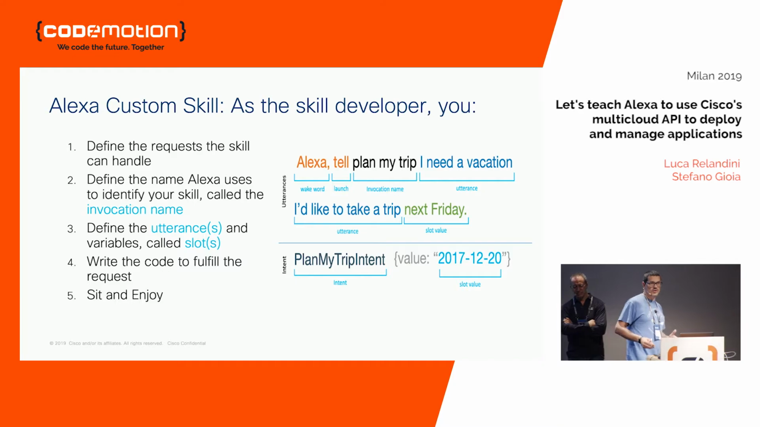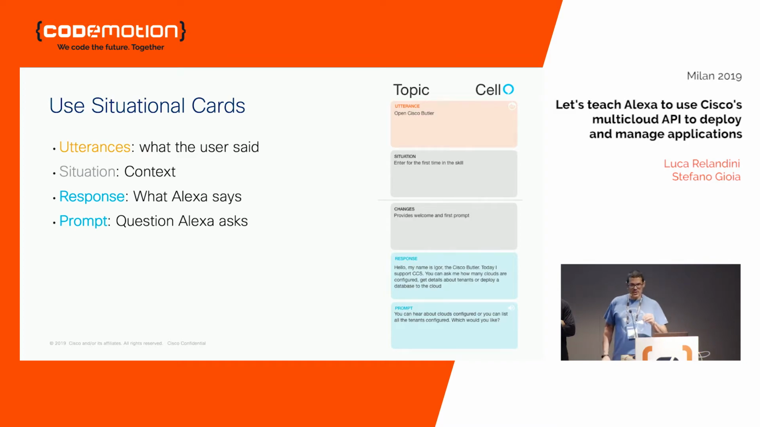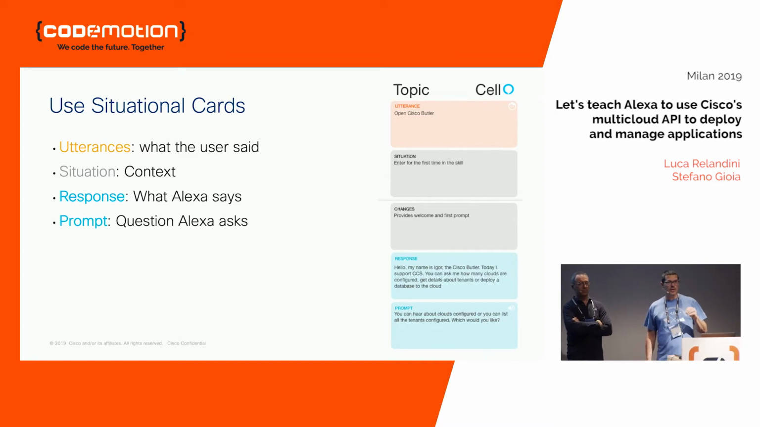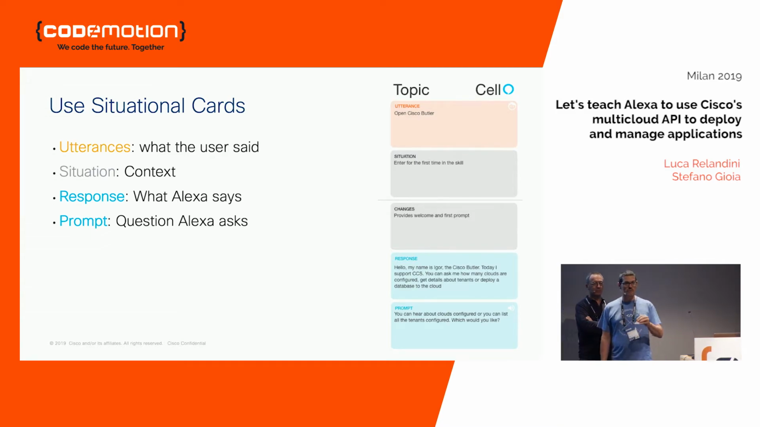All we have to do is write the backend code to interact with any other services that you want to use. But in this specific case, we are going to talk with Cisco products. The most important thing is to understand how we interact with Alexa, because most of the time, 99% of the time, we are going to interact with Alexa using voice.